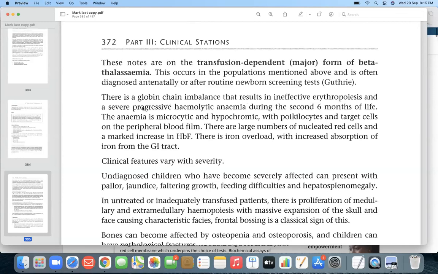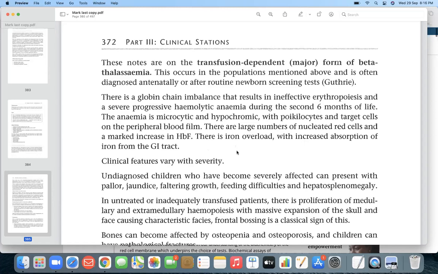There is a globin chain imbalance that results in ineffective erythropoiesis and severe progressive hemolytic anemia during the second 6 months of life. The anemia is microcytic and hypochromic with poikilocytosis and target cells on peripheral blood film. There are a large number of nucleated red blood cells and marked increase in HbF. There is iron overload with increased absorption of iron from the GI tract.